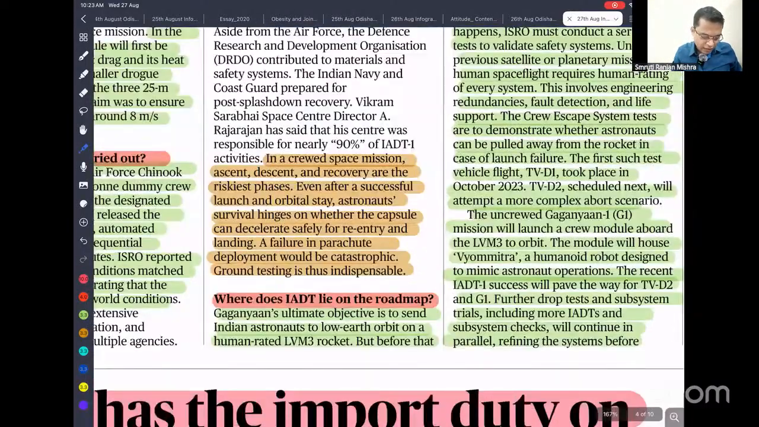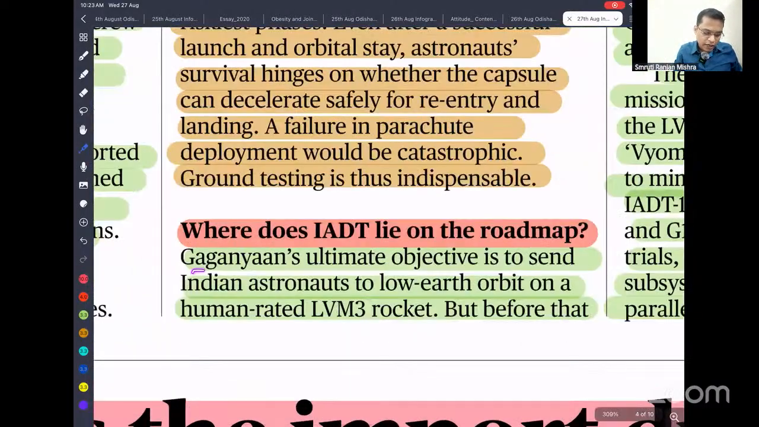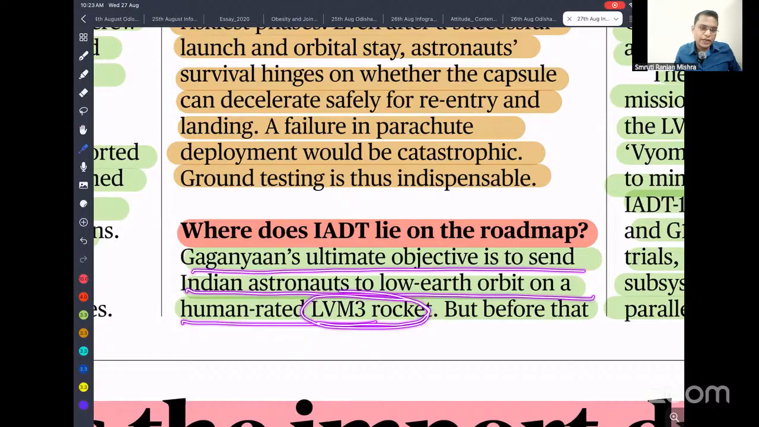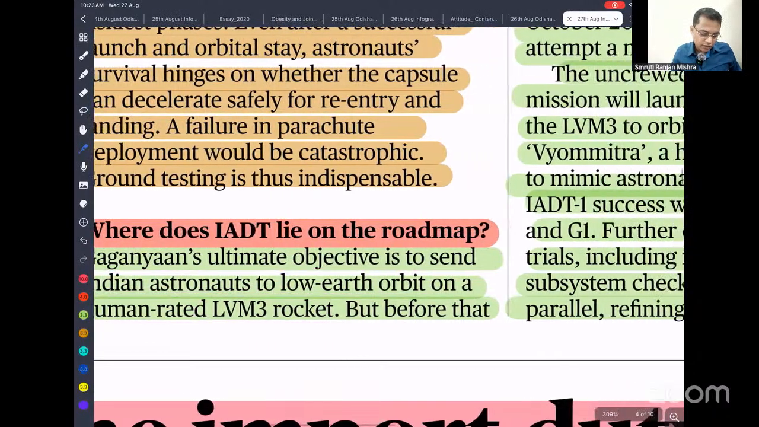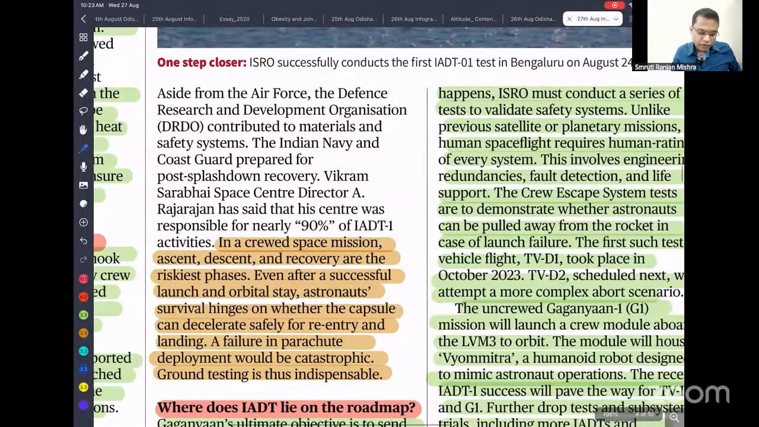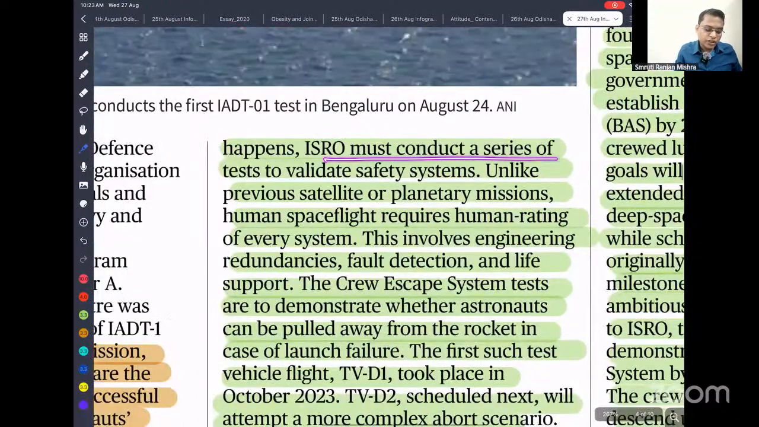Okay. So that is what we have taken up, because the safety of this mission is very important before we launch everything. Gaganyaan's ultimate objective is to send Indian astronauts to low earth orbit on a human-rated launch vehicle, LVM3. But before that happens, ISRO must conduct a series of tests to validate the safety of the system. Whenever you are sending humans on space missions, you have to ensure there are proper safety protocols, because if anything happens, we have to abort and save our people.